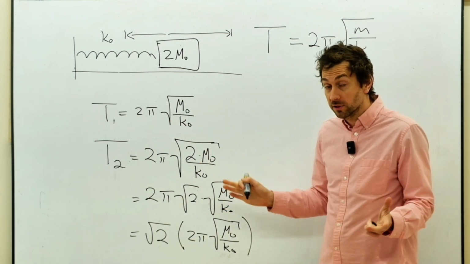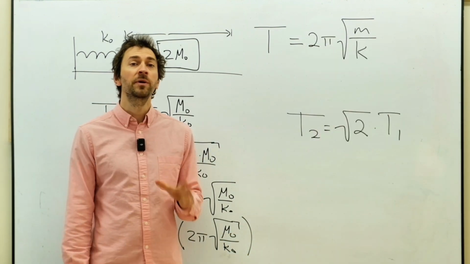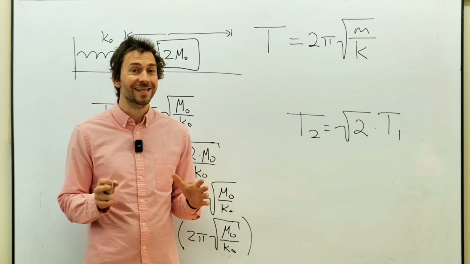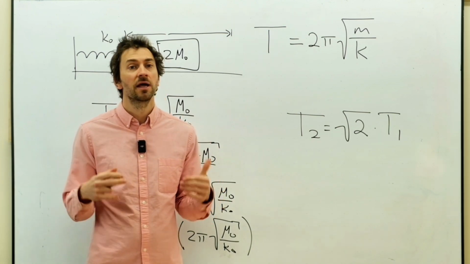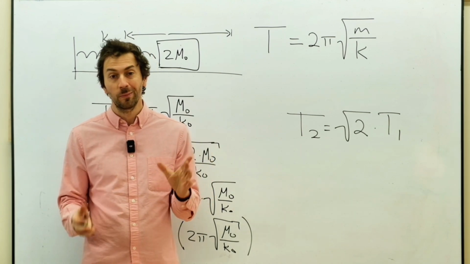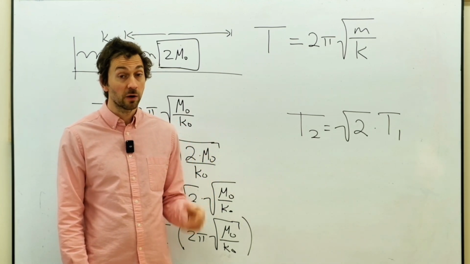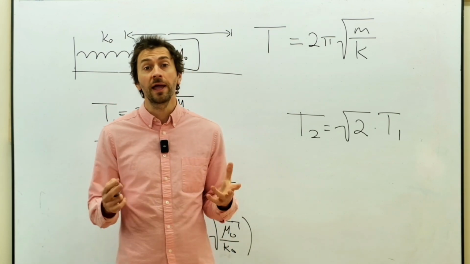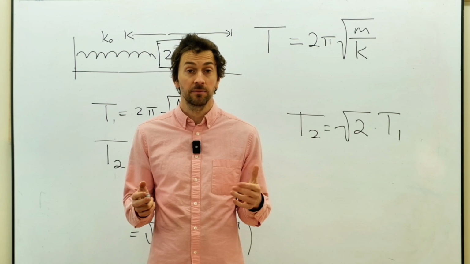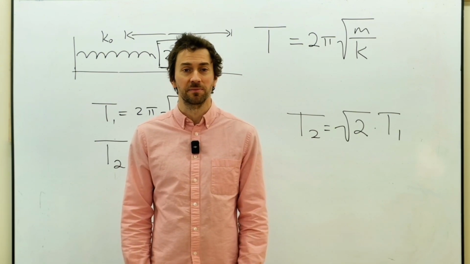So I could just rewrite this equation and put T1 in there, and I write it like this. So the period 2 equals square root 2 times period 1. So the idea is if I double the mass, then I'm not going to double the period. I'm going to get a square root 2 bigger period. These are not linearly proportional. These are square root proportional. Okay, that's the idea of the period of a spring system that's oscillating. We're also going to look at the period of a pendulum system that's oscillating.